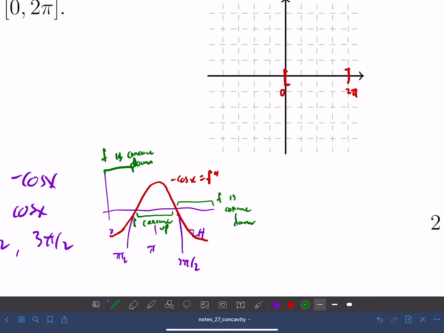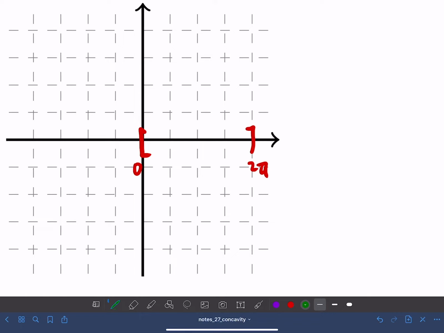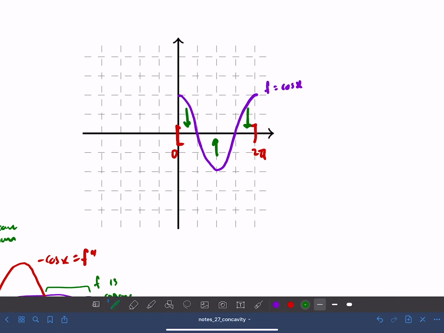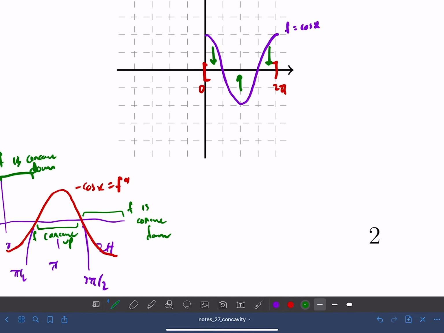So let's draw on this picture over here a picture of the cosine function. Let's say cosine starts at 1. We're going to go like, there's cosine. That is cosine of x. Now let's draw the concavity arrows. Down, up, and down. Let's see that we have correspondence in the other thing that we labeled over there.